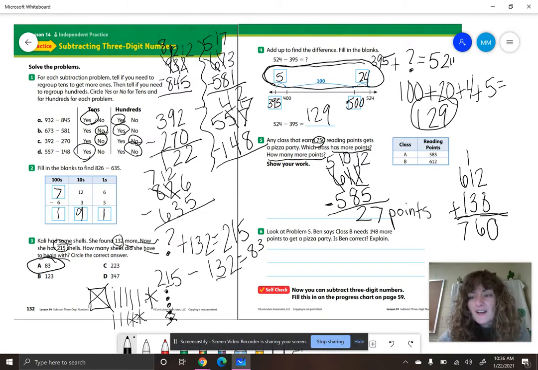Okay, so 2 plus 8 in our ones was 10. We can't have a 10, so we regrouped. 1 plus 1 is 2, and 2 plus 3 is 5. So was Ben correct? No.